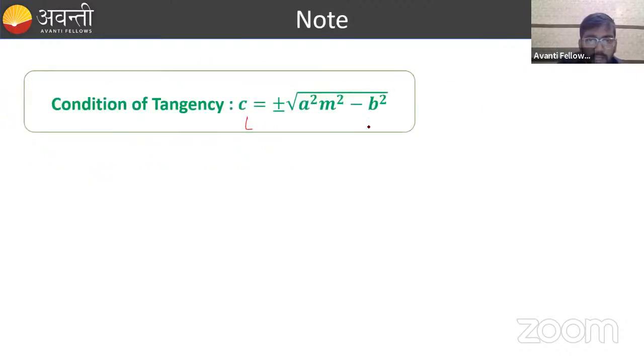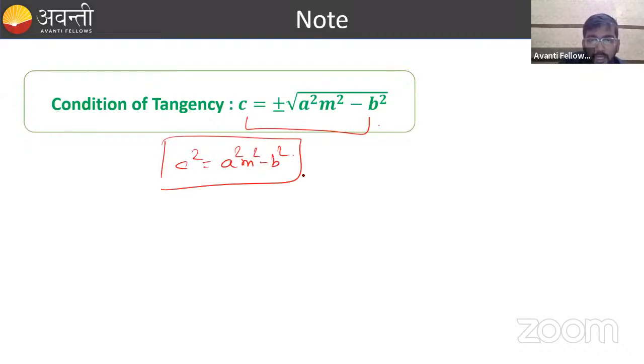Now condition of tangency. So c square is a square m square minus b square. You can remember it like this, or if you want to remember it, you can also remember it like this: BCMA. So b square plus c square equals m square a square, BCMA.